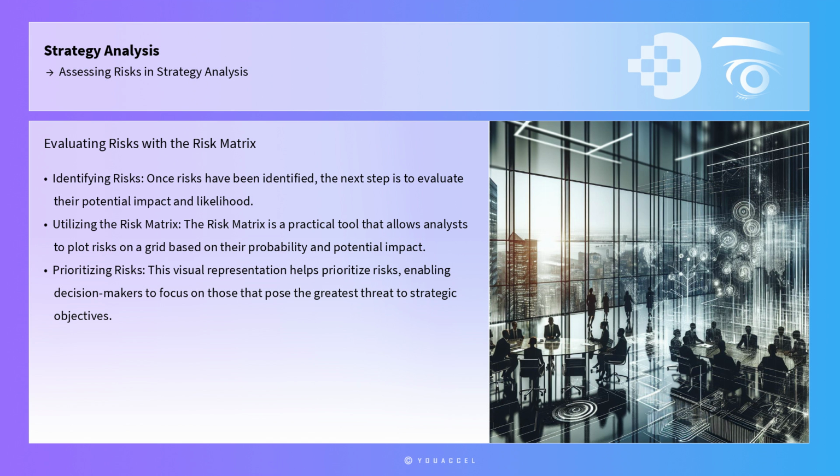Once risks have been identified, the next step is to evaluate their potential impact and likelihood. The risk matrix is a practical tool used at this stage. It allows analysts to plot risks on a grid based on their probability of occurrence and potential impact. This visual representation helps prioritize risks, enabling decision-makers to focus on those that pose the greatest threat to strategic objectives. For instance, a high-impact, high-probability risk, such as a regulatory change in a heavily regulated industry, would require immediate attention and contingency planning.